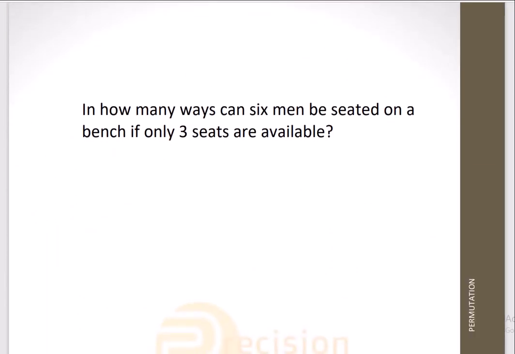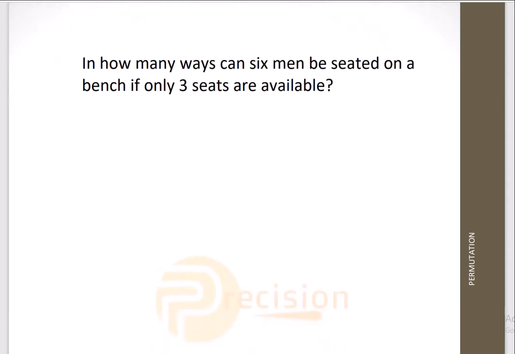Now the question says you're going to analyze this question and solve it together. So we are in this together. Let's get to do it.